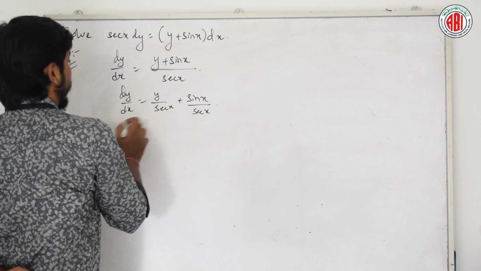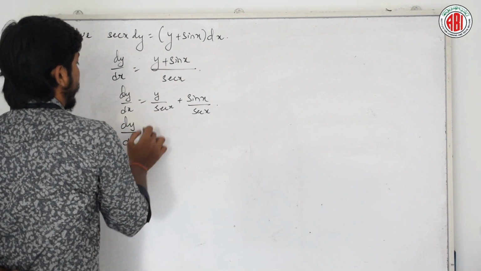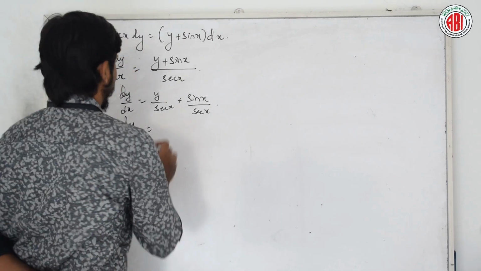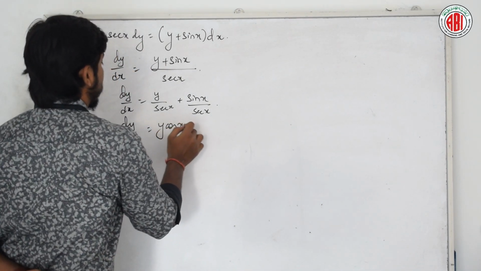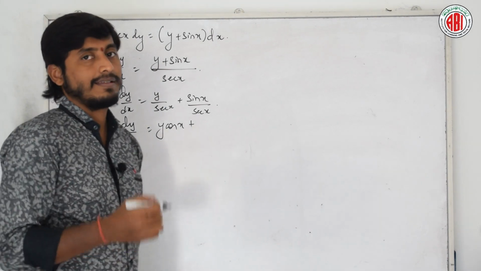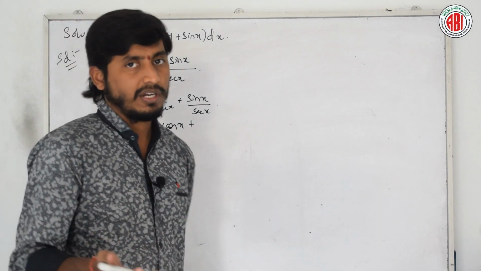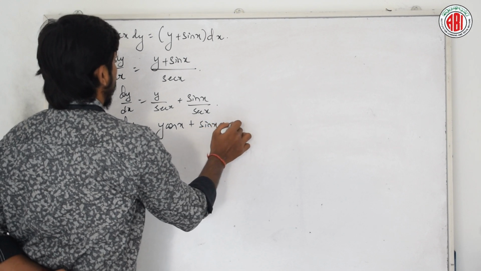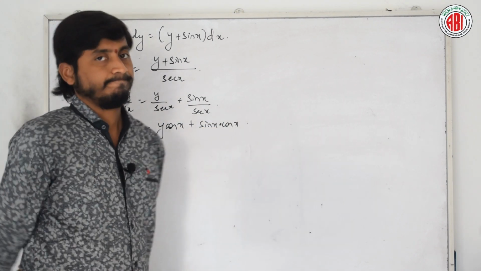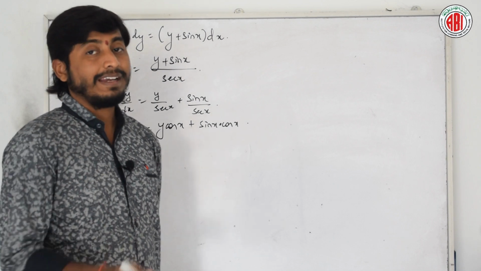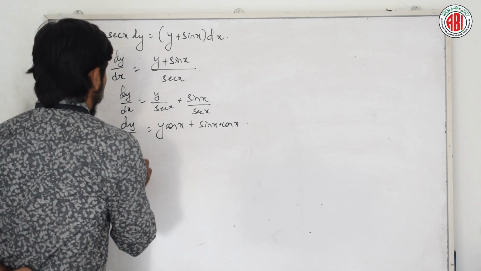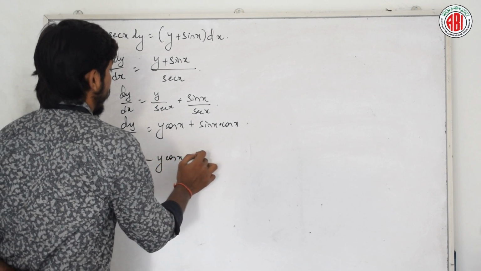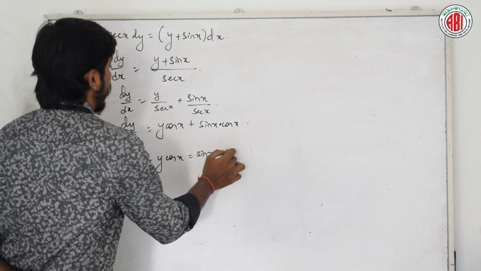So let us simplify into a normal form. What do we get here? What is 1 by secant? That is nothing but cos. So this will be y cos x. What about this? Reciprocal of secant is nothing but cos. So let me write it as sin x cos x. Now let me write it in the standard form. That is dy by dx minus y cos x is equal to sin x into cos x.